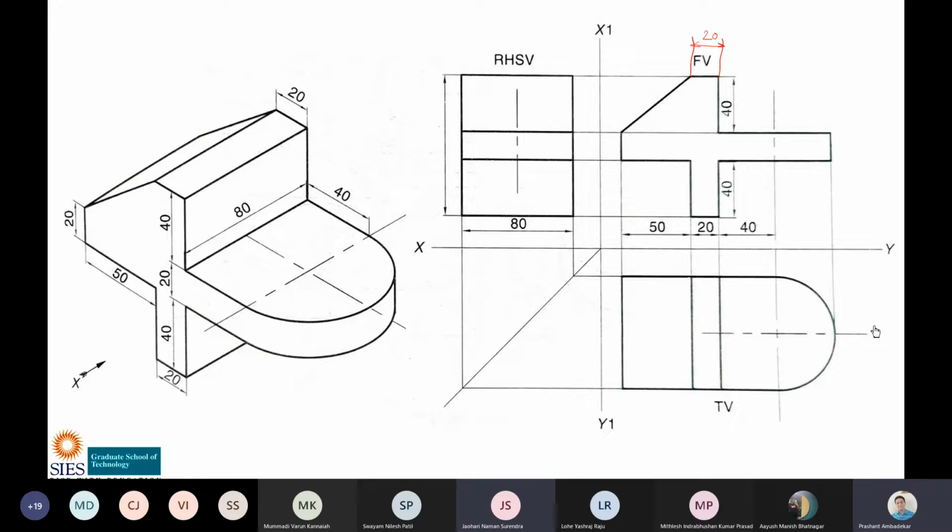So 1 more minute. Drawing. Listen, students, it was earlier informed to you that you have to sit in a proper place so that whenever I ask you to switch on your camera, you should be able to do that.